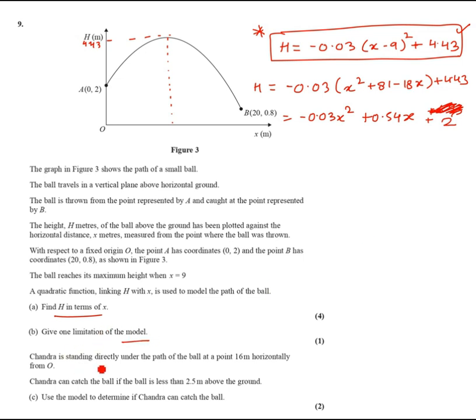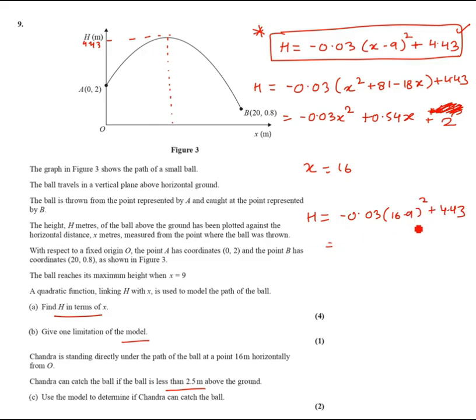Okay, now the last part is that Chandra is standing directly under the path of the ball at a point 16 meters horizontally from O. So x is 16 basically. Chandra can catch the ball if the ball is less than 2.5 meters above the ground. So let's use the model and work out the height of the ball when x is 16. So minus 0.03 times (16 minus 9) whole square plus 4.43.